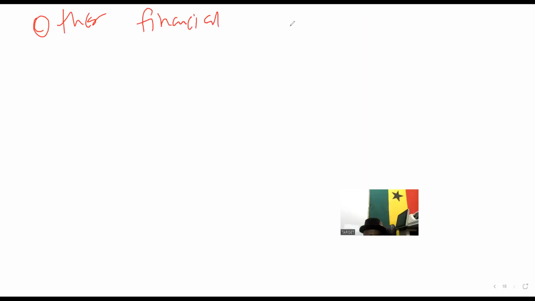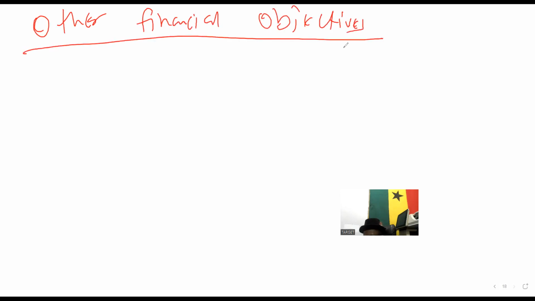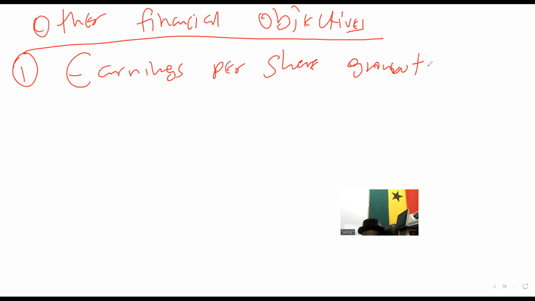Now, the other financial objectives are the earnings per share growth and the rest. So let me list them for you. Please, what you have done today is very important too. One is earnings per share growth. You must know the formula for earnings per share. Number two, the other ones you can talk about: the gearing, profit, returns, those ones.